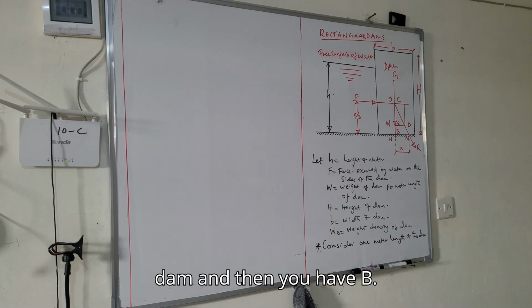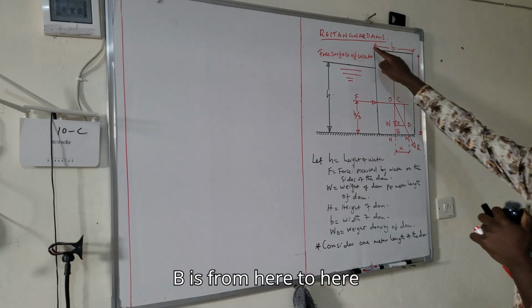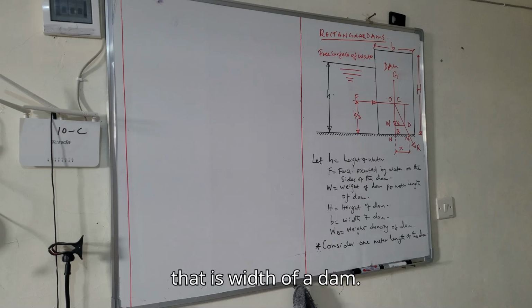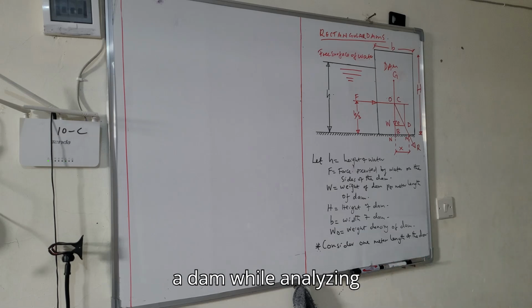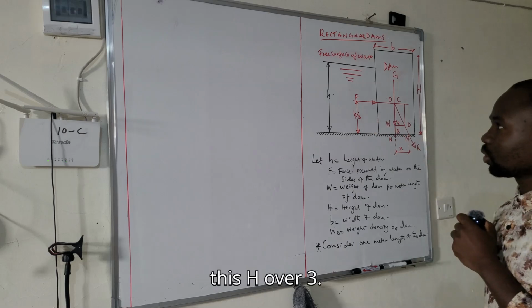And then you have B. B is from here to here. That is the width of the dam. And then you have W0. That is the weight of the dam. So we will consider a 1 meter length of the dam while analyzing rectangular dams. So I want to begin with this h over 3.